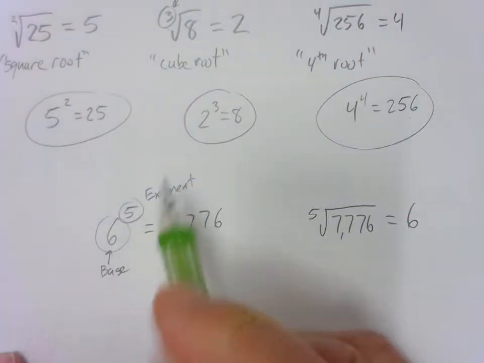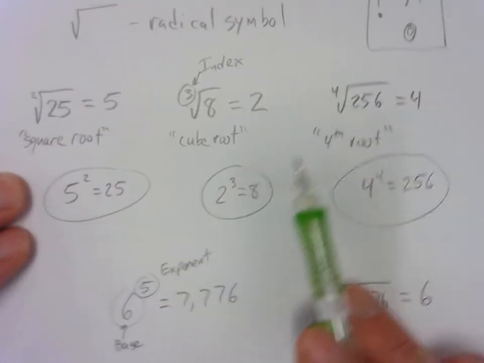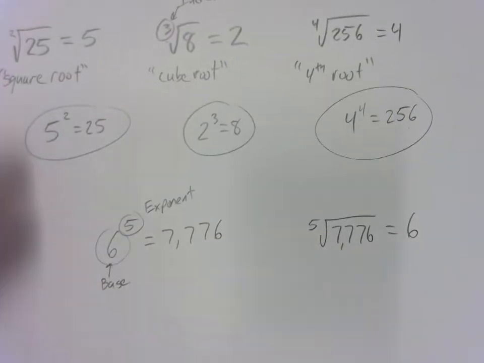So what you're looking for is the base. This index is like the exponent down here, and this index is like the exponent here, and this index of 5 is like the exponent over there. So you're looking for what number makes this happen.